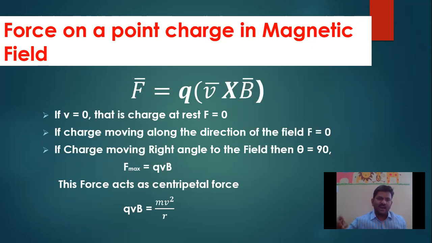Using all these analyses, the force equation for a point charge in a magnetic field is given. It is given by F bar equals Q times V bar cross B bar.